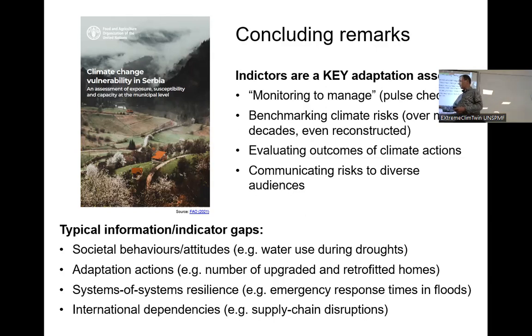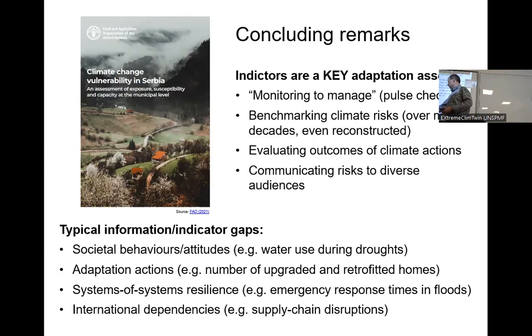Then there are these bigger risks of climate change to systems of systems, recognizing that a flood not only has direct impacts on people and property, but can have indirect effects on IT systems and transport networks. And here I mentioned the emergency response times that are affected by floods. So understanding not just the local, but the system of system impacts of climate change. There's not much data on that.